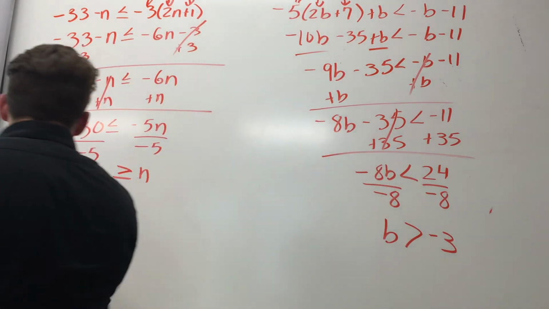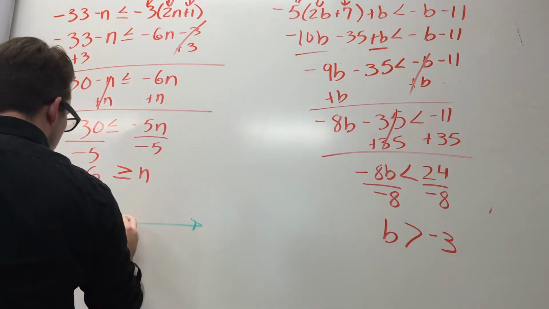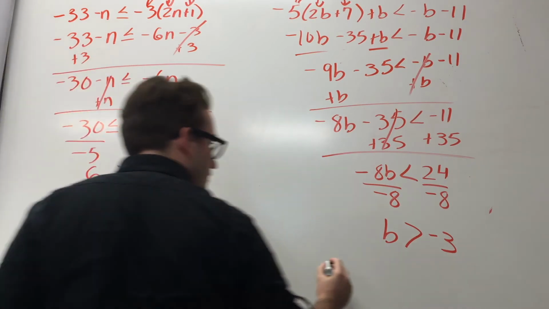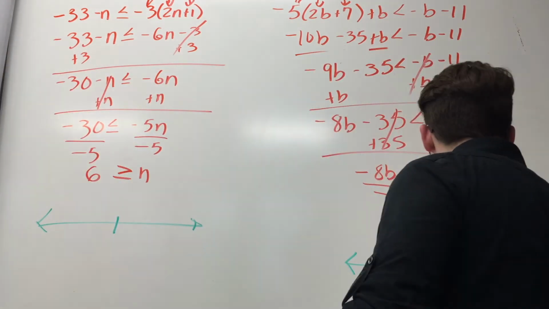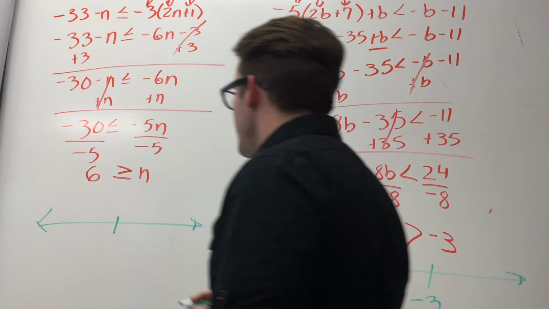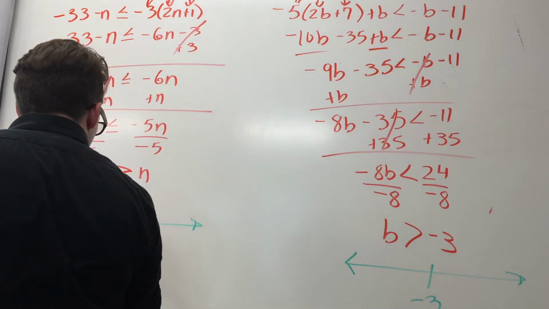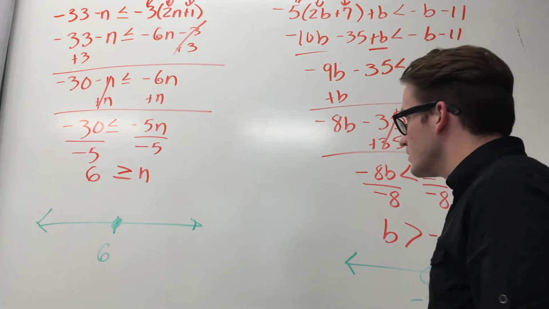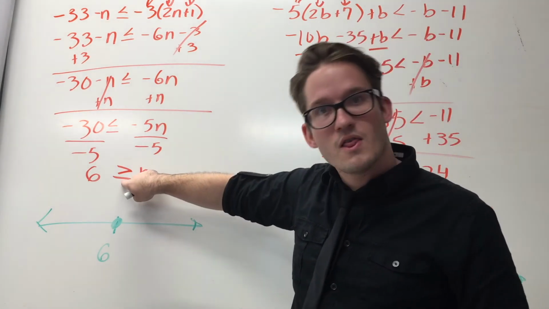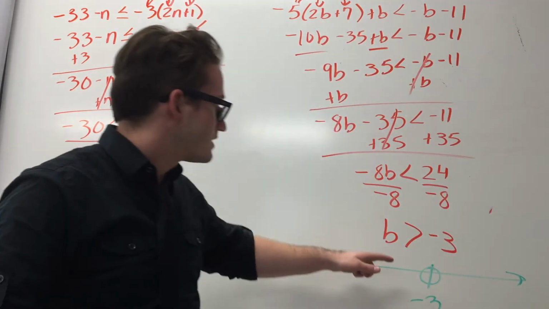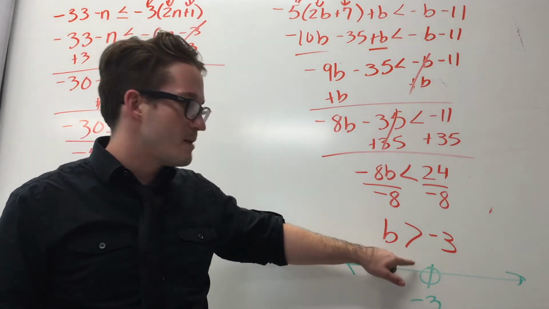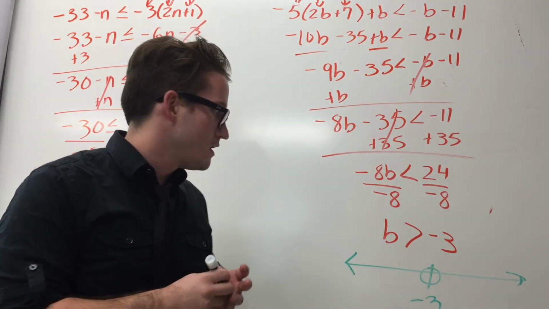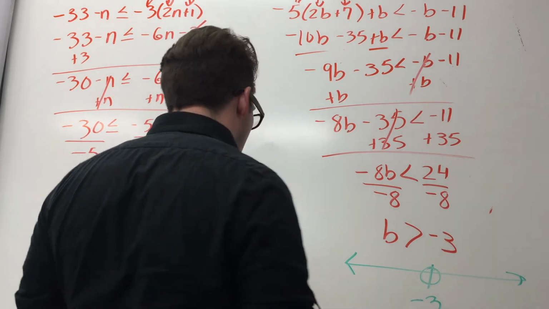So on the number line, this one would be a filled-in circle. This one would be an open circle. Since it's equal to, that means it's included. Since this is not equal to, that means it's not included. Now we got to talk about the direction of the arrow.